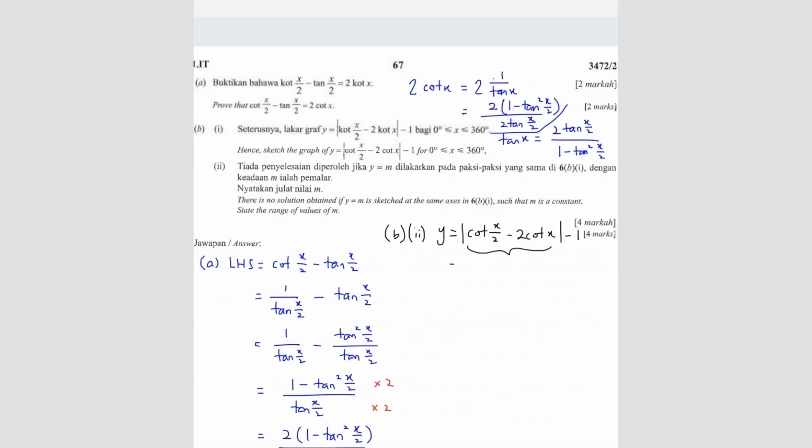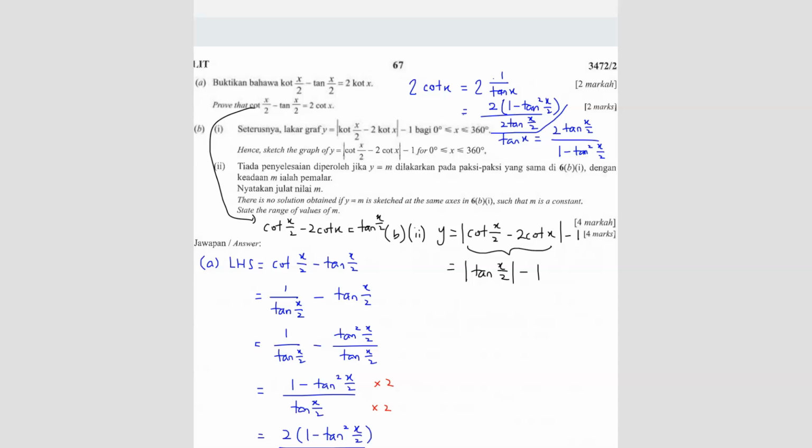So this part, if you rearrange this, it becomes what? Becomes modulus tangent x over 2 minus 1, right? In case you can't see it, I write here. So cotangent x over 2 minus 2 cotangent x equals to tangent x over 2. So I just write this into this part. Okay, so now we can sketch.